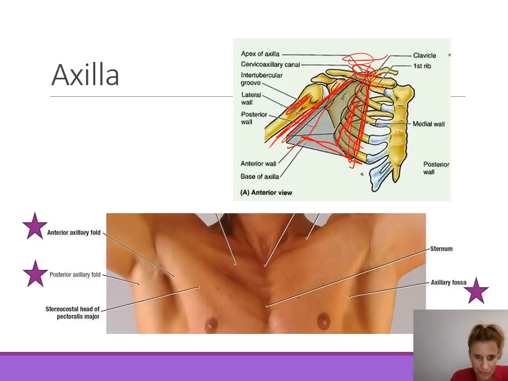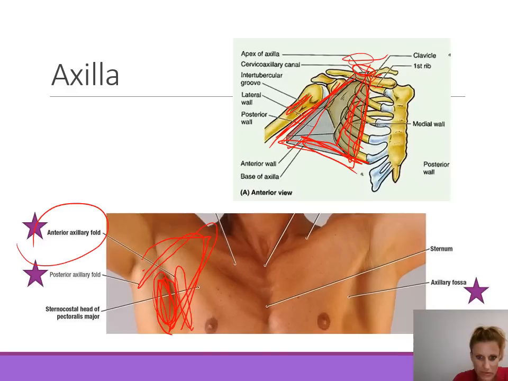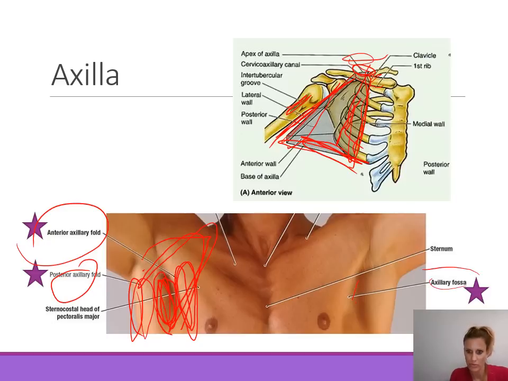Over here, this is the axillary fossa, this depression that's right here. That forms the base of the axilla. That's the very bottom of the axilla, and the axilla stretches up like this. And the anterior axillary fold is this fold of skin right here in the front of the fossa. The posterior axillary fold is this posterior fold of skin right behind the fossa. Again, the axillary fossa is the actual depression here.